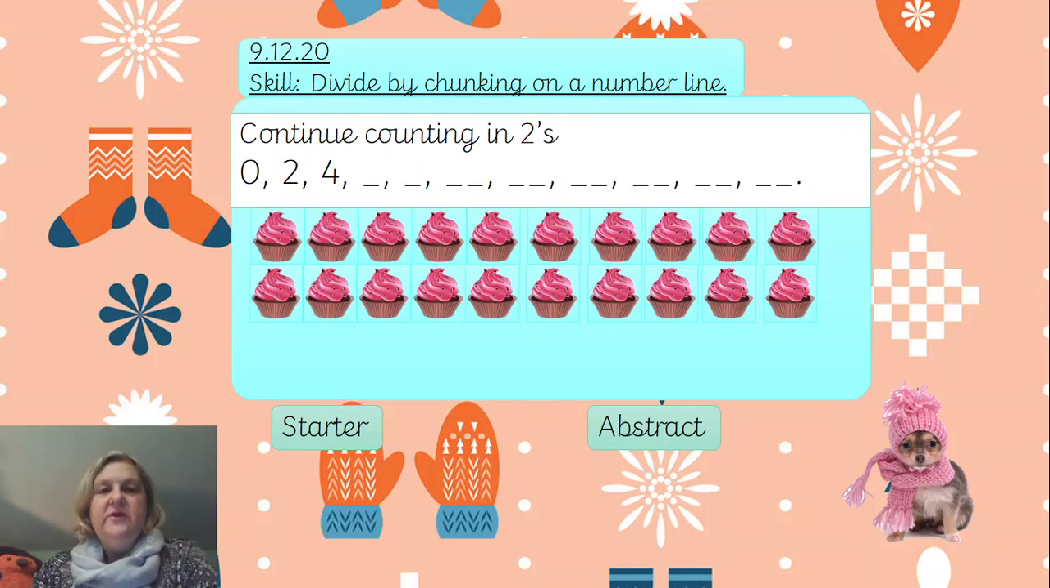So if you're on a call starter, we're going to count in 2s. We've got cupcakes to help us. So we've got 2, 4, 6, 8, 10, 12, 14, 16, 18 and finally 20, and that's 10 lots of 2.